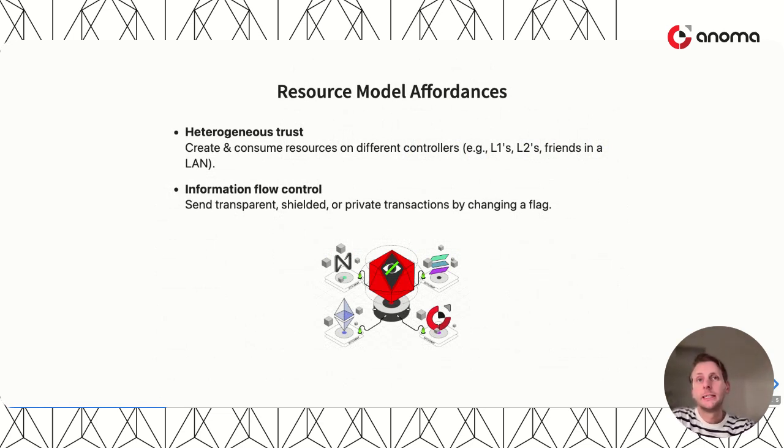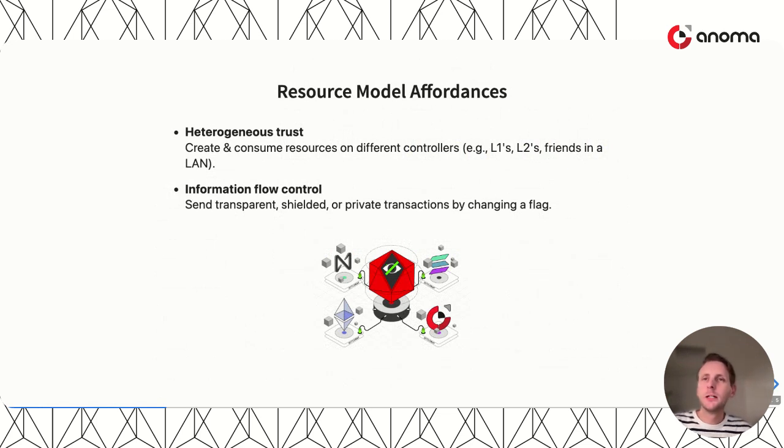For example, in the resource model, you can also create and consume resources on different controllers. With controllers, we mean things like L1s or L2s, or even three friends in a local area network having a very low trust consensus among them. So you can consume a resource on one blockchain and create it on another, so they can kind of move between them. And also information flow control.